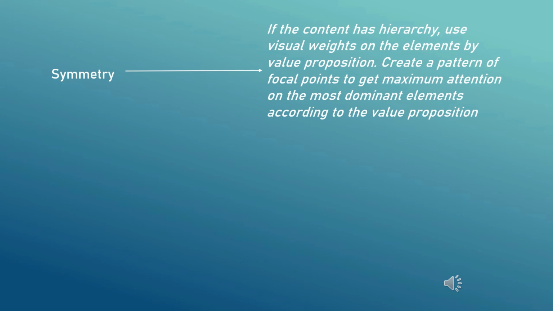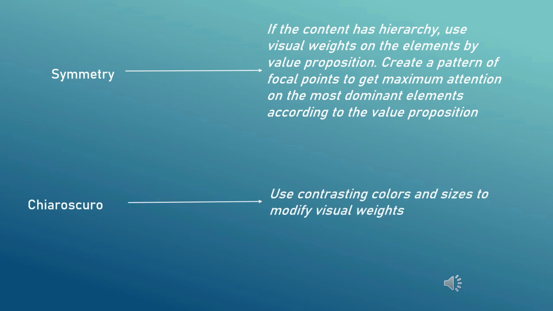Similarly, for the principle symmetry, the idea is if the content has hierarchy, use visual weights on the elements by value proposition. Create a pattern of focal points to get maximum attention on the most dominant elements according to the value proposition. And lastly, for the principle Chiaroscuro, the idea is use contrasting colors and sizes to modify visual weights of the content.